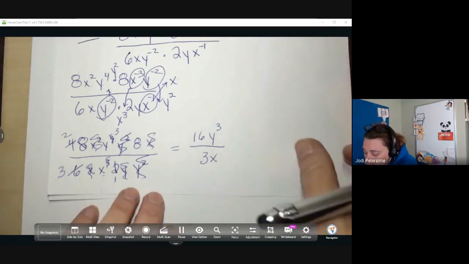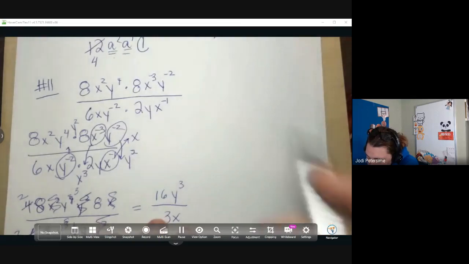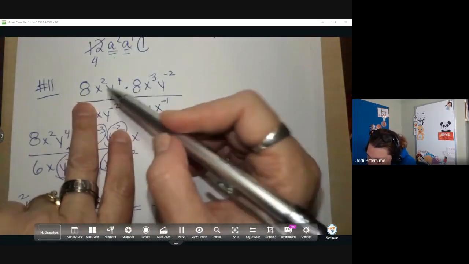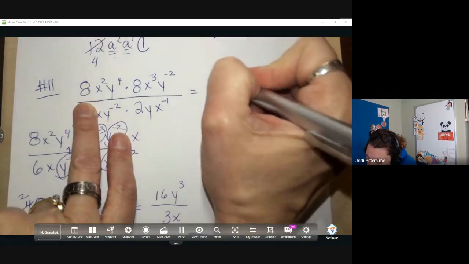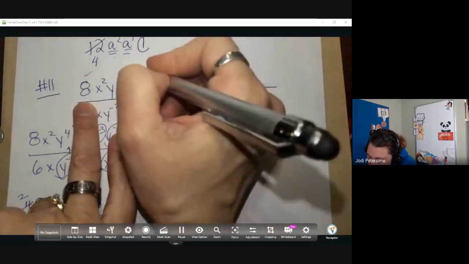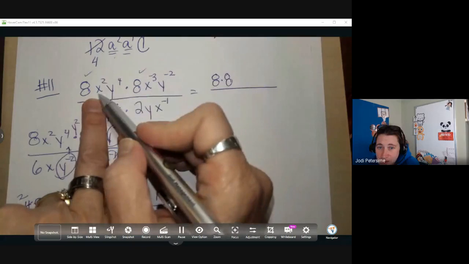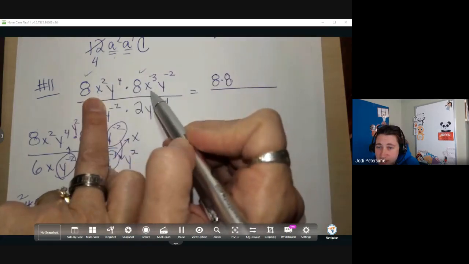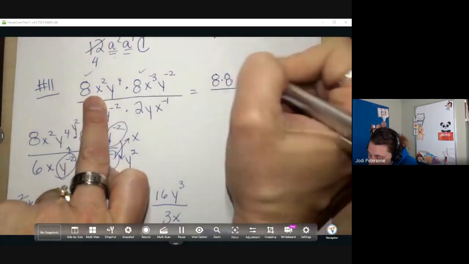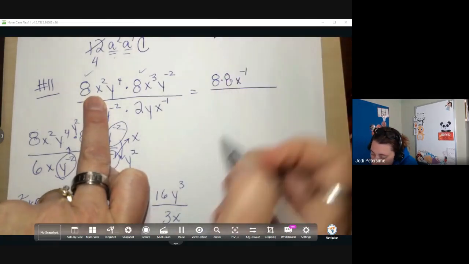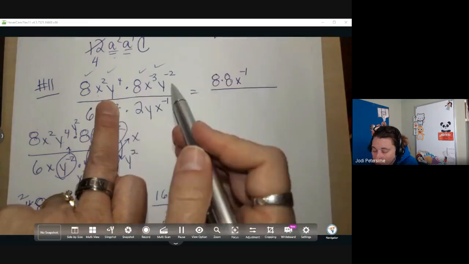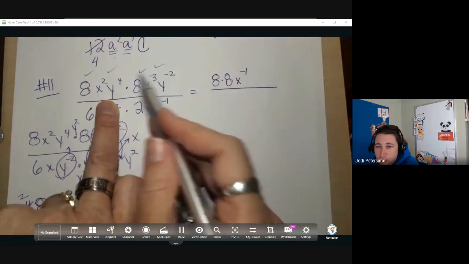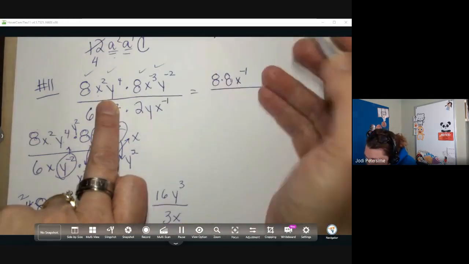Okay. Another way that some of you might like to do it better is maybe write your numbers out to the front. Get rid of those. Combine your x's. So if I have x squared times x to the -3rd, that gives me x to the -1st. That takes care of those. And then I have y to the 4th times y to the -2nd. 4 minus 2 is 2.